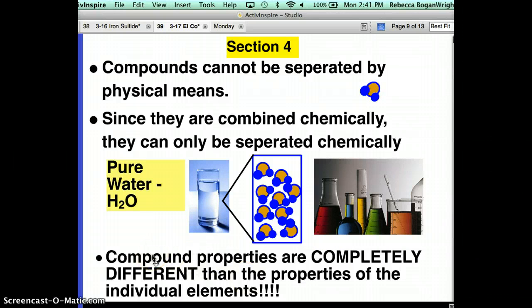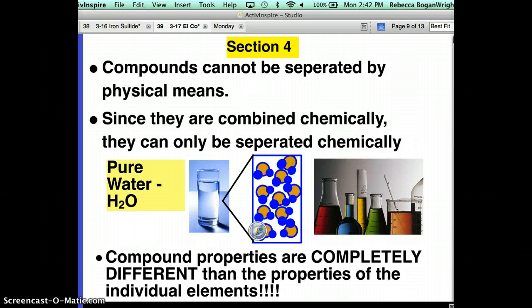Here's an extremely important point. I hope you highlight it, I hope you box it, I hope you put an exclamation point. You need to know this about compounds. Compound properties are completely different than the individual properties of the elements. For example, hydrogen is a gas that's flammable. Oxygen is a gas that supports burning, but you put them together and you get a water molecule.